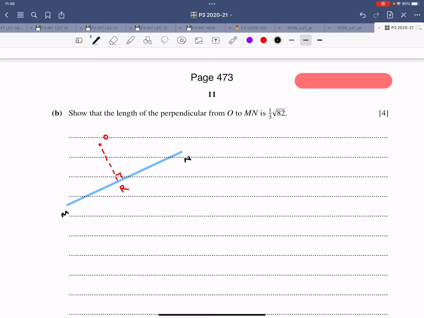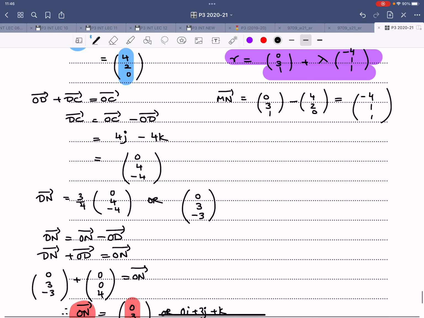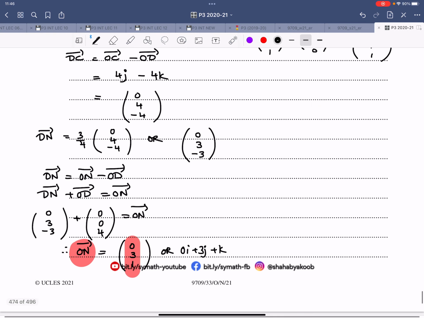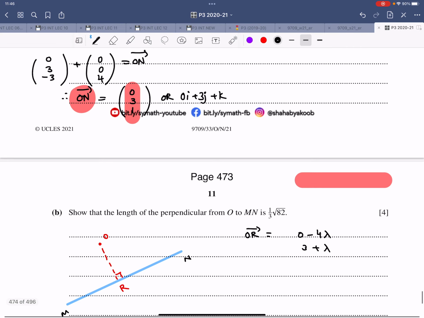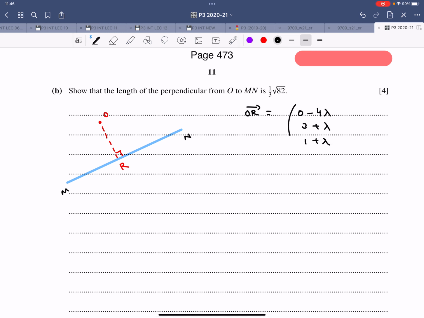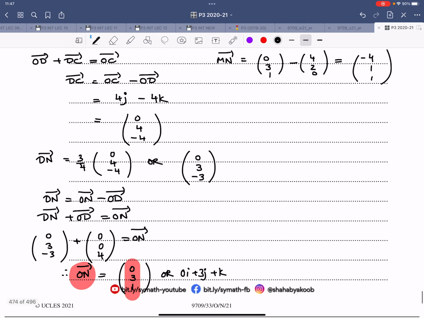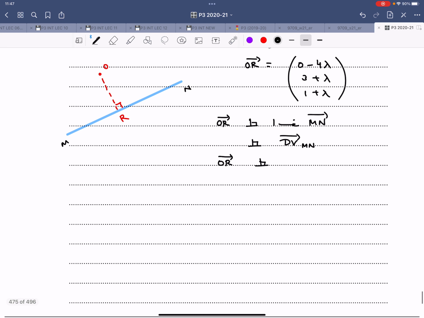So first thing, the position vector OR, that is basically the expansion of this line, which is 0 minus 4 lambda, 3 plus lambda, and the last one is 1 plus lambda. That is the first thing. The next thing is OR is perpendicular to line MN. OR is perpendicular to the direction vector of MN. What's the direction vector of MN? Minus 4, 1 and 1.